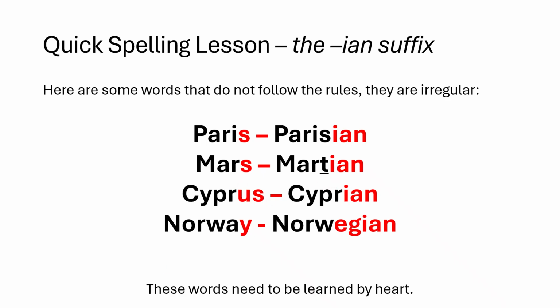In Cyprus, the Y makes an I sound, but in Cyprian, the Y makes a different I sound. Cyprus, Cyprian. The Y is dropped at the end of Norway, and a completely different suffix is added to form Norwegian. Norway, Norwegian. These words need to be learnt by heart.